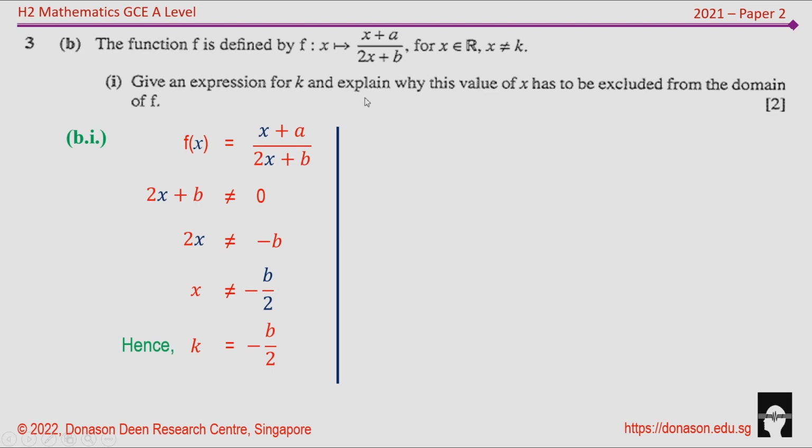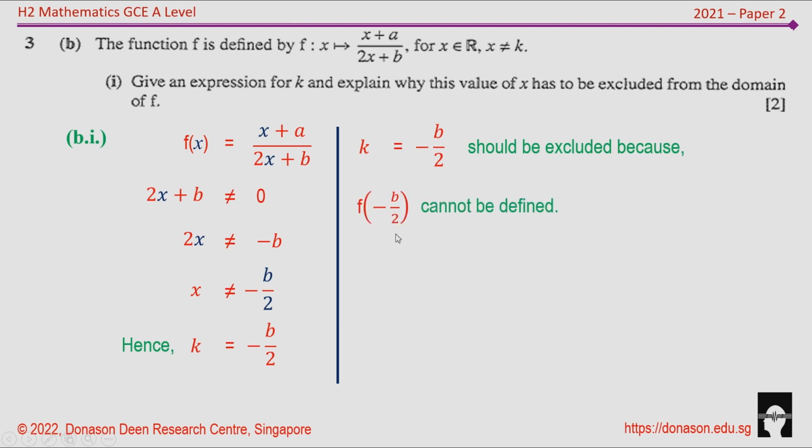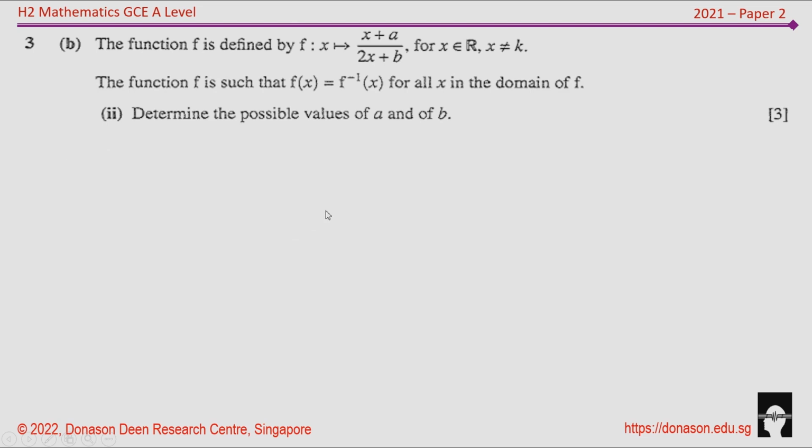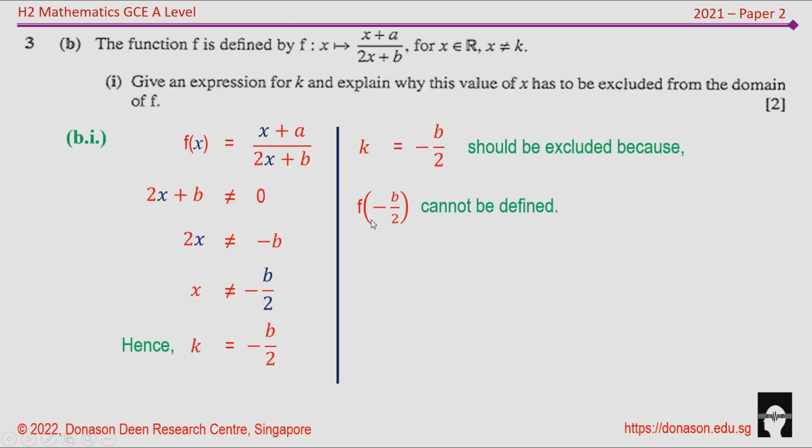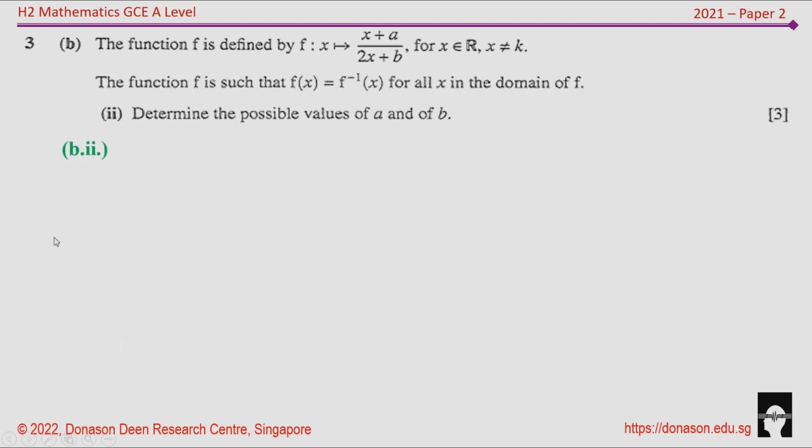So the question is asking, explain why this value of x has to be excluded from the domain if k is equal to minus b over 2. It should be excluded because f of minus b over 2 cannot be defined. As I mentioned, if we substitute minus b over 2, it's going to make the denominator become 0, and thus it cannot be defined.